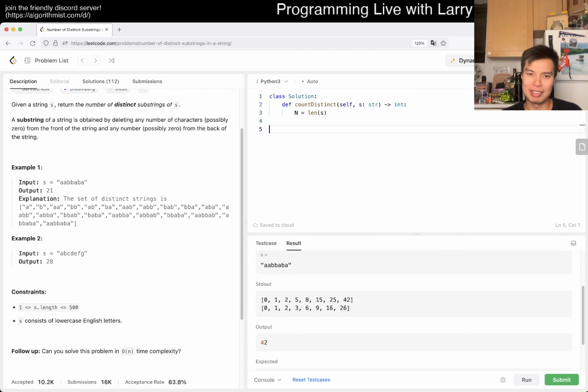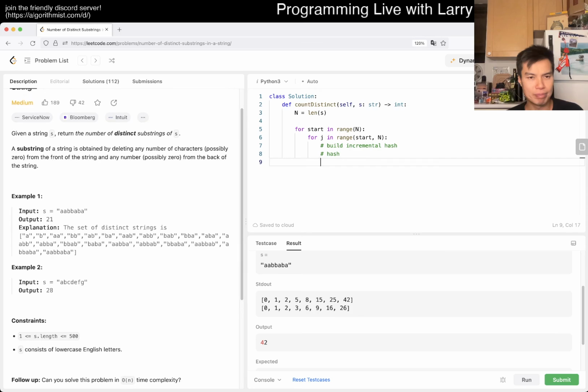All right, let's think about this again. So the n squared stuff is pretty straightforward. You start with i, and this is start, and then you can do a rolling hash or something like this. For j in range of start to n, you build on it incrementally, build an incremental hash, and then just return the count. So that's n squared. Is there then an O of n one?